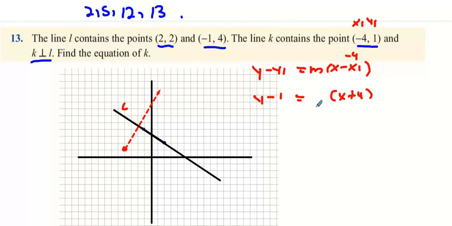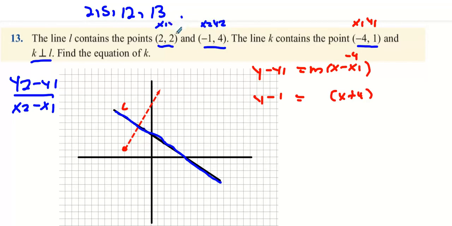What we don't know is the slope. So my suggestion is to get the slope of the original line, which is this blue line I'm talking about here, and then turn it upside down and change the sign to get the slope of the red line. So here's what we're going to do: y2 take away y1, and then x2 take away x1. So it's going to be 4 take away 2 divided by minus 1 minus 2.